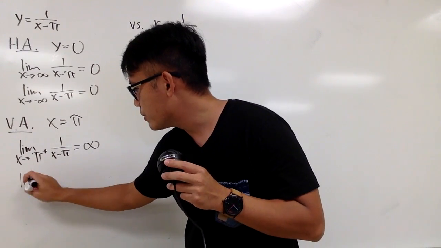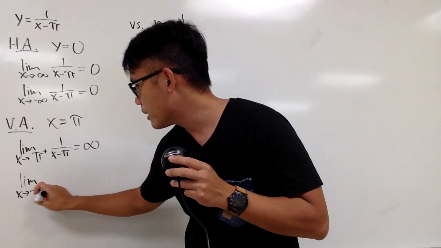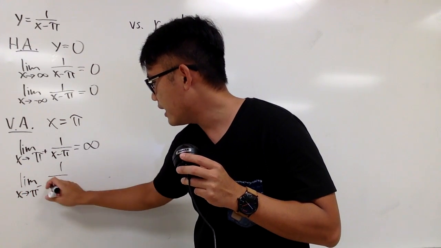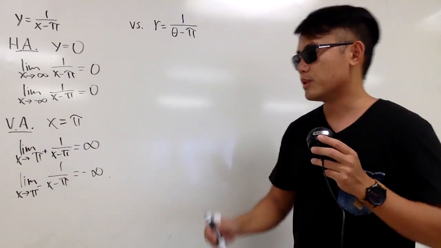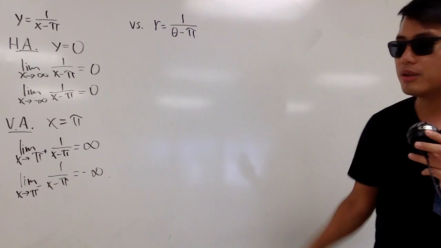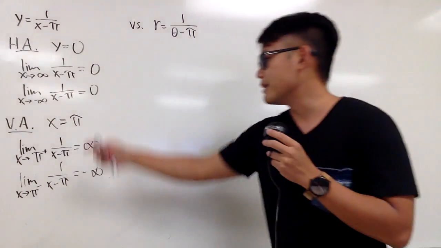And you also should do the limit as x approaching pi from the negative side. And in this case, you actually end up with negative infinity. So for a similar reason, this time you go straight down, so that's still a vertical asymptote at pi.